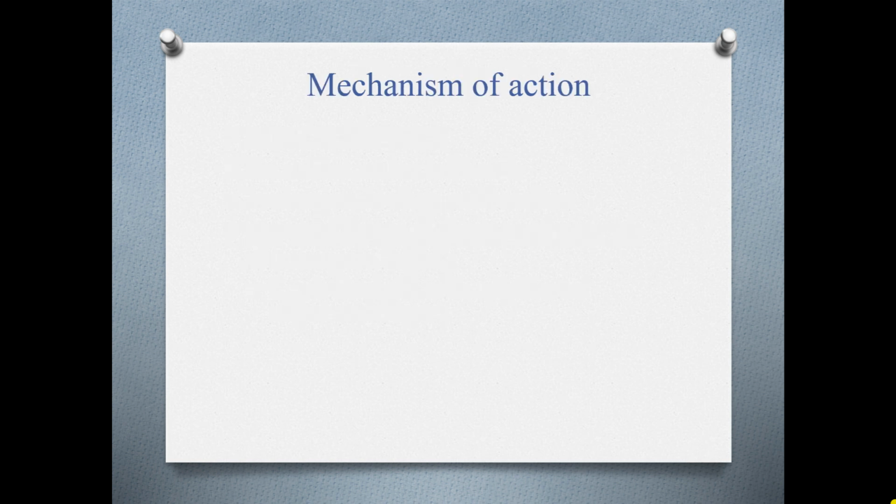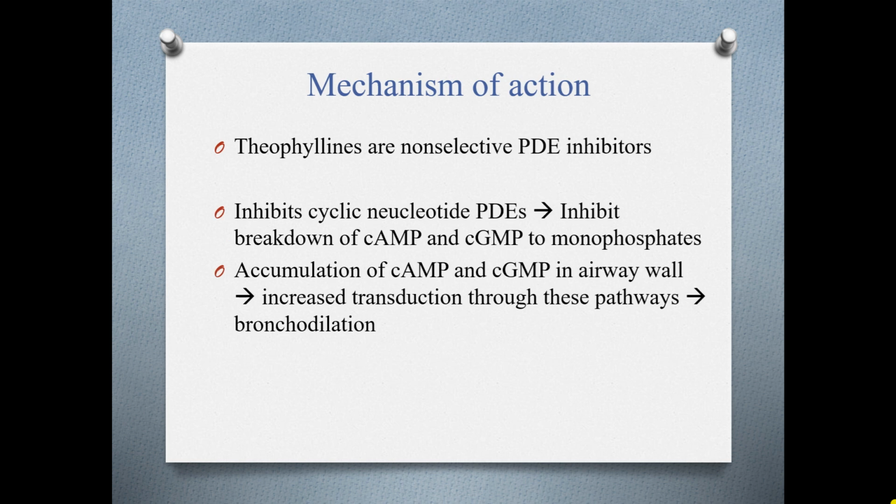What is the mechanism of action of the xanthine group of drugs? Theophyllines are non-selective phosphodiesterase enzyme inhibitors. They inhibit the cyclic nucleotide phosphodiesterases, so they inhibit the breakdown of cyclic AMP and cyclic GMP to monophosphates. If you remember from the lectures of general pharmacology, phosphodiesterase is the enzyme responsible for the breakdown of cyclic AMP and cyclic GMP. So when this enzyme is inhibited, cyclic AMP and cyclic GMP accumulate in the airway wall, which leads to increased transduction through this pathway and ultimately produces bronchodilation.